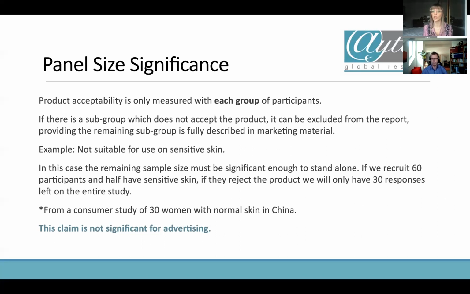At the end of the day, look at the statistics. That would be my guideline. Instead of seeing what you can get away with from a regulation point of view, what will give you the best statistics, what will give you the most confidence in your product, and use that as your guideline for choosing that panel size.